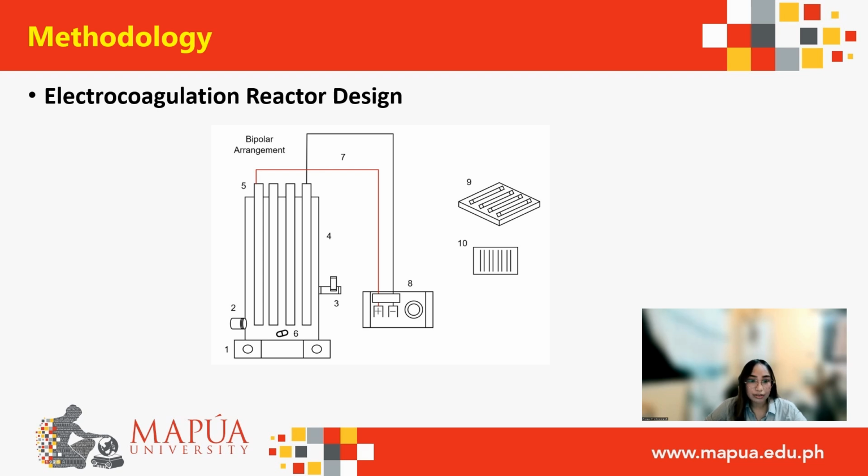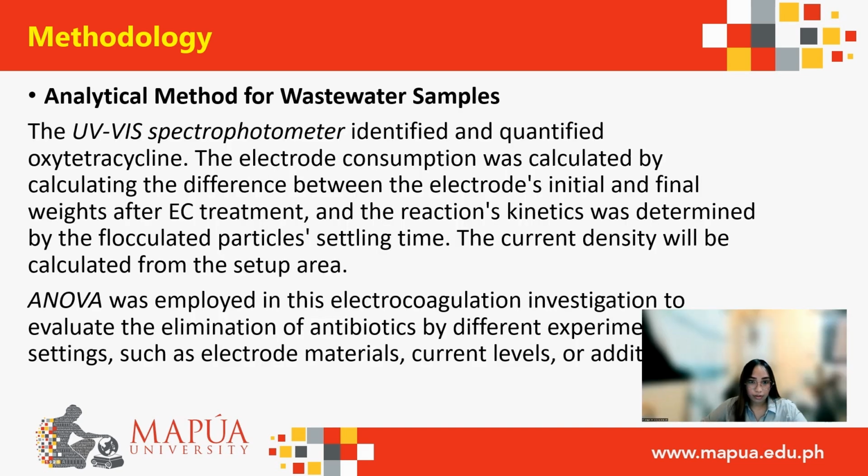The reactor was mounted above a magnetic stirrer to ensure an even mixture of the contents for 30 minutes at a speed of 300 rpm. For the analytical method for wastewater samples, the UV-Vis spectrophotometer detected and measured the oxytetracycline. The electrode consumption was calculated by taking the difference between the electrodes' starting and final weights following the EC treatment. The reaction kinetics was assessed by flocculated particle settling time. The current density can be calculated from the setup area.